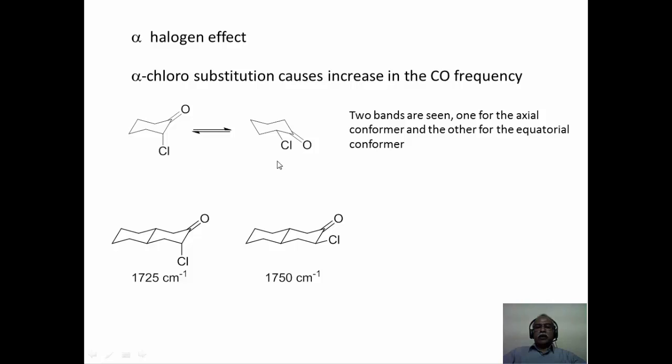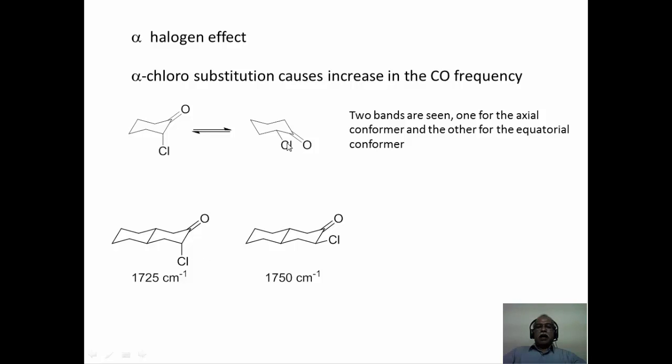In the case of an equatorial conformer, for example, the carbon-chlorine dipole as well as the carbon-oxygen dipole point in the same direction. So there should be a dipolar repulsion. As a result of the dipolar repulsion, the carbon-oxygen bond has a higher force constant, and as a result of a higher force constant, it will have a higher stretching frequency value. This is clearly illustrated in the case of a rigid system which doesn't have this kind of a dynamic process.